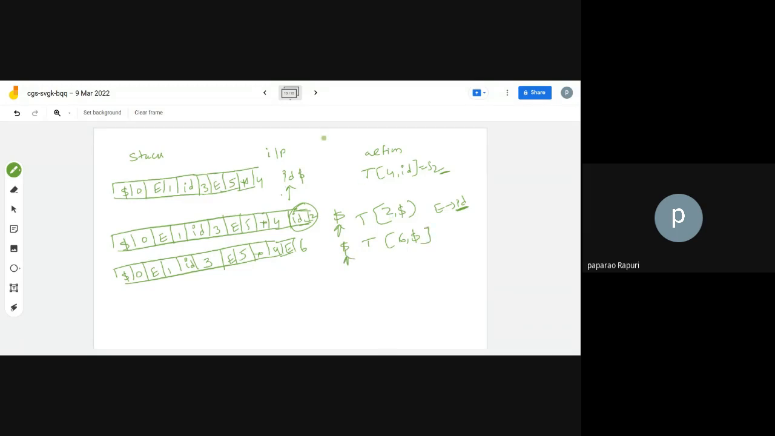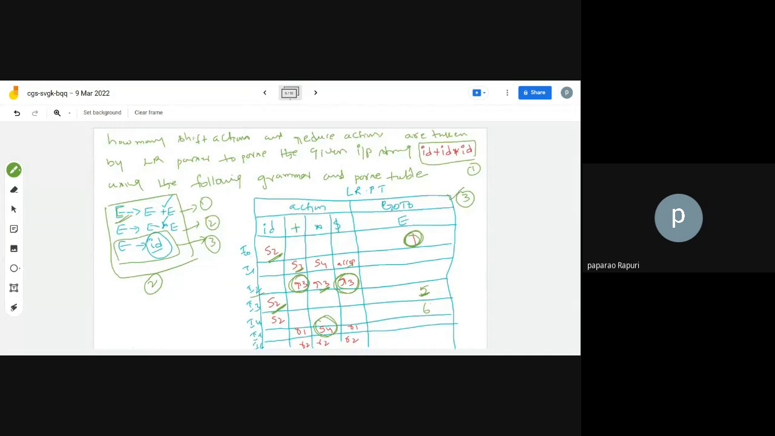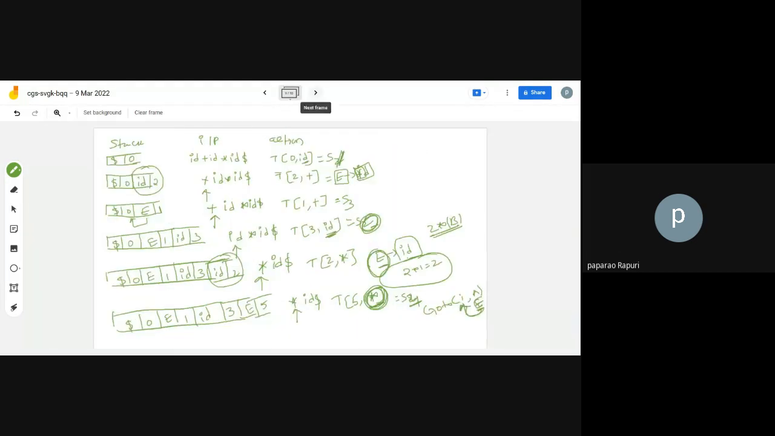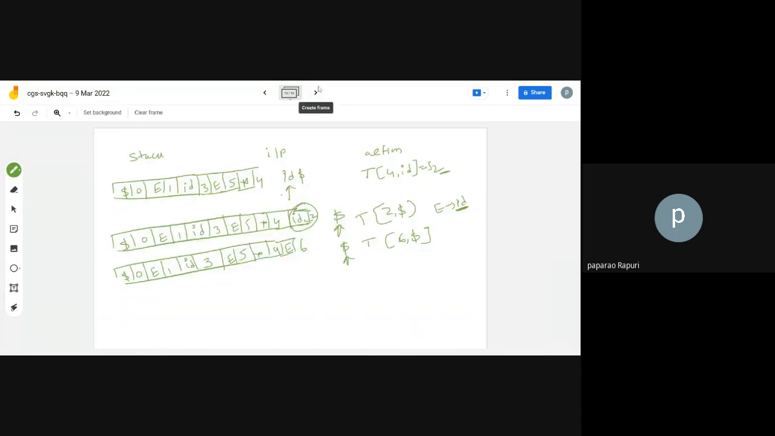6 comma dollar means reduce R2. R2 means E star E. Reduce E star E. In this E star E we have 3 symbols. 3 into 2 is 6, so we need to pop 6 symbols. 1, 2, 3. These 6 we need to pop.